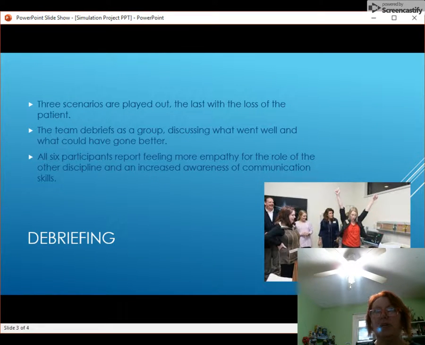So the 3 scenarios played out. The last was the loss of the patient. The team debriefs as a group after that, discussing what went well and what could have gone better. The 6 participants report feeling more empathy for the role of the other disciplines and increased awareness of communication skills.